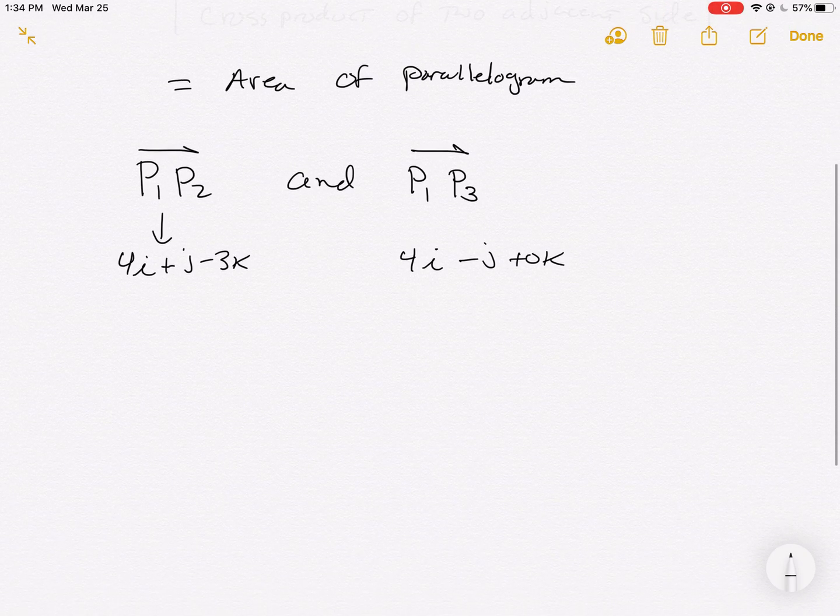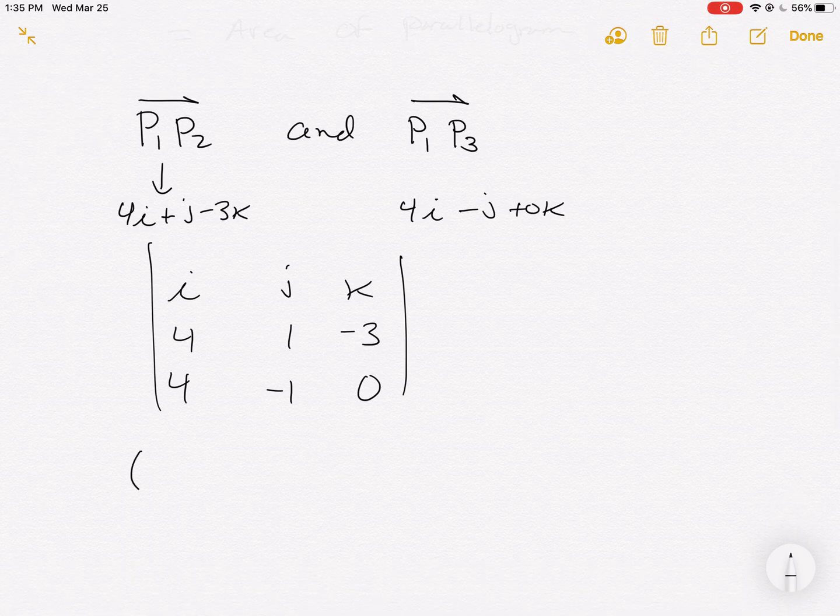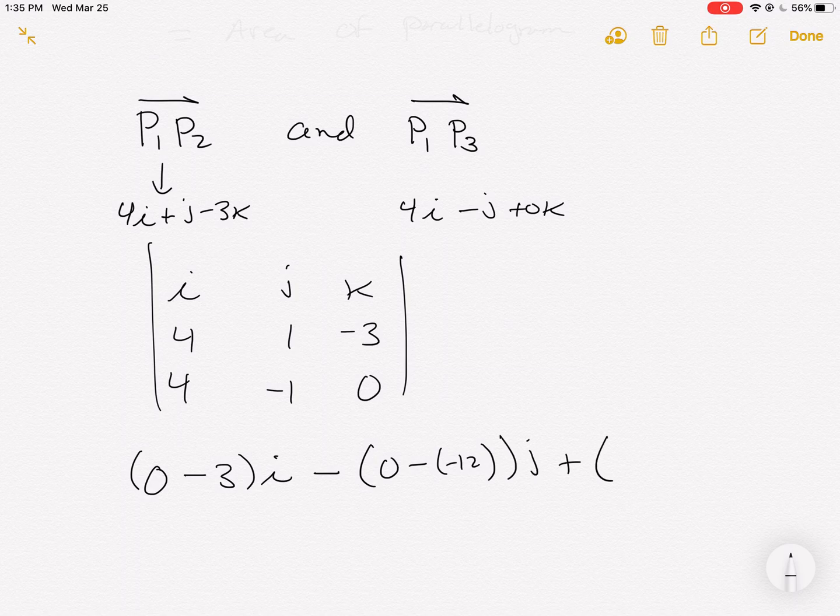So what do we have to do? Well, those are two adjacent sides, so we need to figure out their cross product. And so we do the i, j, k vector. Across the top, we have 4, 1, negative 3, and we have 4, negative 1, 0 coming into our determinant. So what is that? Well, if we cross out the i's, that's 0 minus 3i, minus, and if we do j's, 0 minus a negative 12 j, plus, and then this last one would be negative 4 minus 4k.